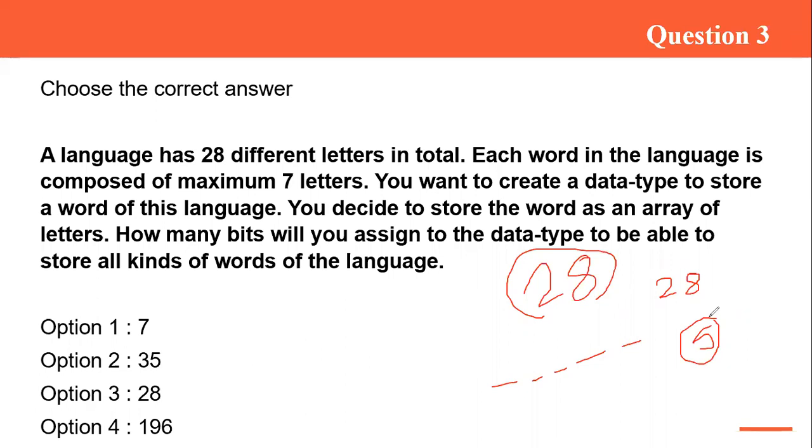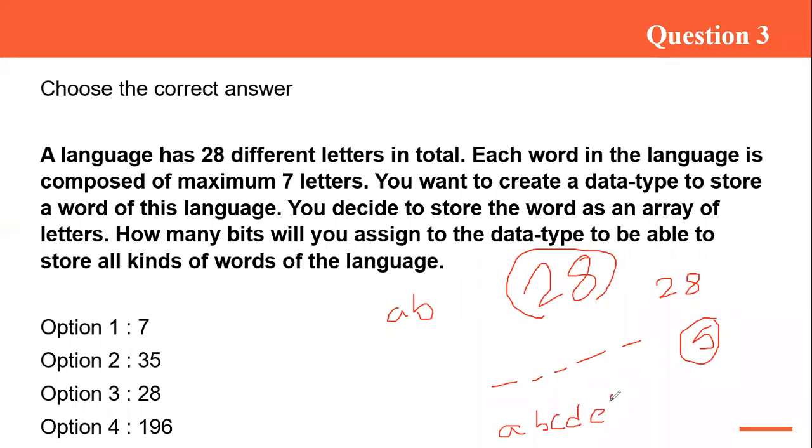5 bits per letter. But they are not asking for a per letter data type. They're asking for per word, what is the data type? Per word means how many maximum letters are there in the word? I can write a word like AB, that's a word in the language. Or maybe I can write all 7 letters: A, B, C, D, E, F.